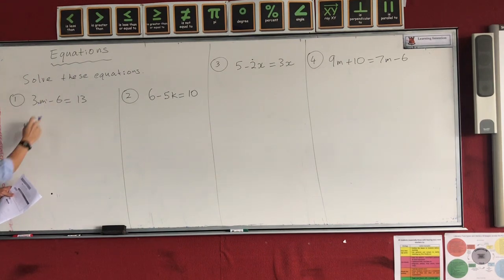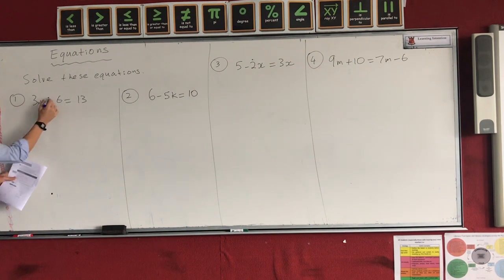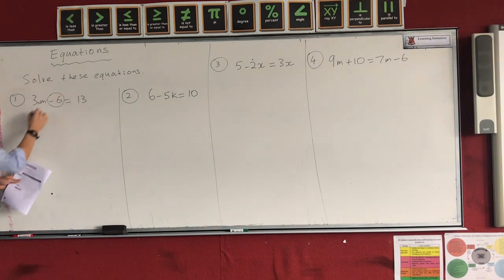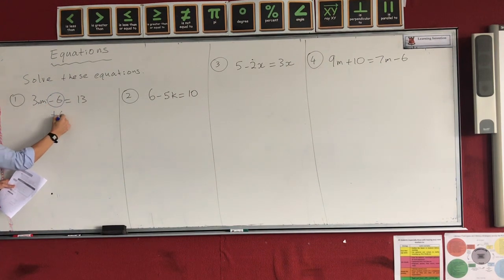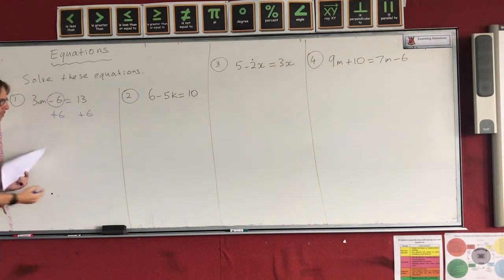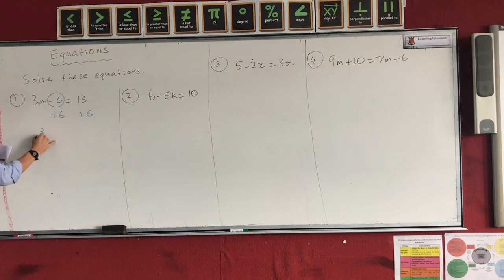Now, normally when you solve an equation, you look for terms which are on their own to eliminate. Now this negative 6 is all by itself, and to get rid of negative 6, we add 6 to both sides. Alright, that gives me 3m equals 19. 13 plus 6 is 19, minus 6 plus 6 is nothing, and the 3m is still there.